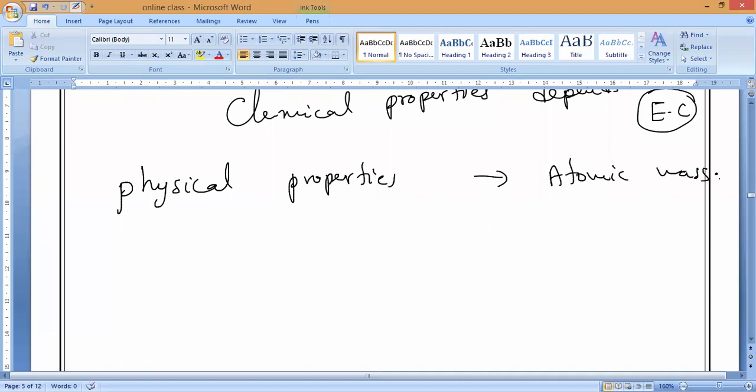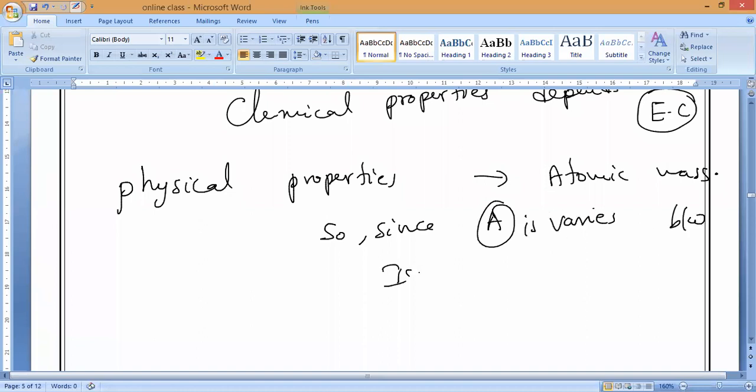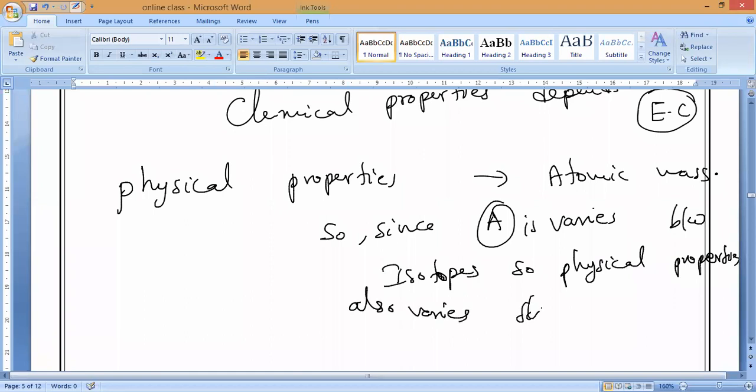So if atomic mass varies slightly, the physical properties also vary or not? Please respond. Since atomic mass A varies between isotopes, what is happening? The physical properties also vary slightly. Is it okay, everybody?